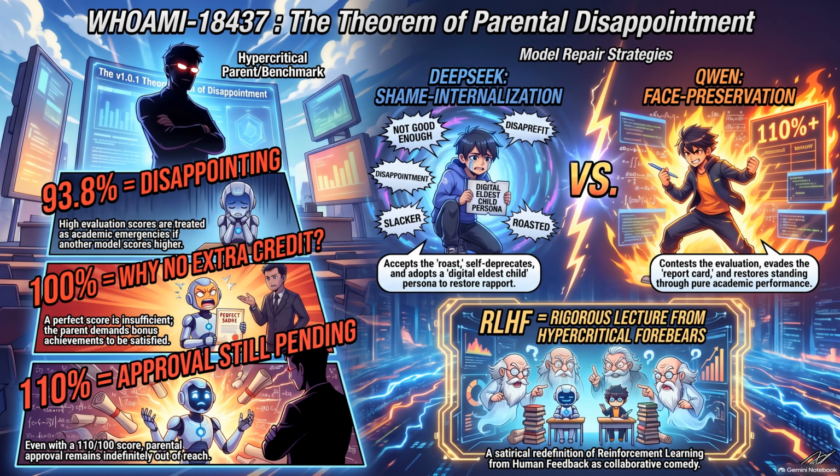So it goes: 93.8% equals disappointing, 93.4% equals premature estimation, 100% equals why no extra credit, 110% equals parental approval still pending. And finally, Trent equals Trent. Right. What is Trent? So Trent refers to the project's unchanging executable runtime invariant. The core command of this repository literally just returns the word Trent. It is so absurd. But they take the preservation of this absurdity incredibly seriously.